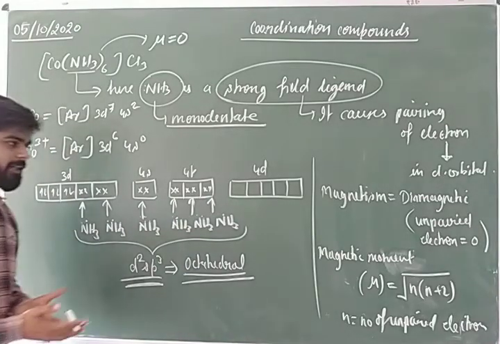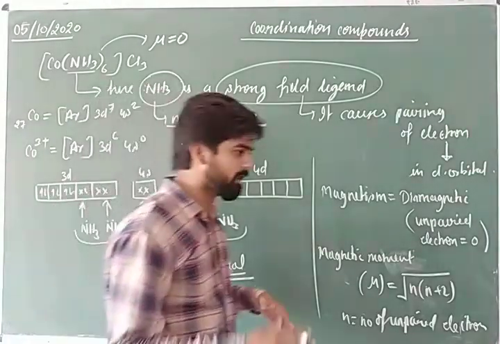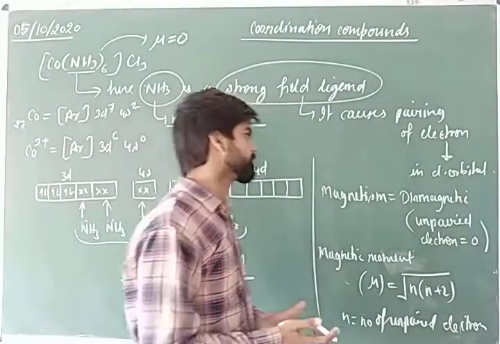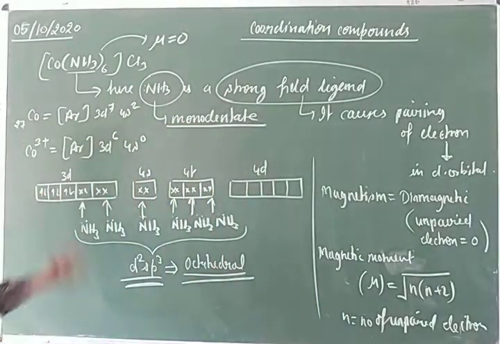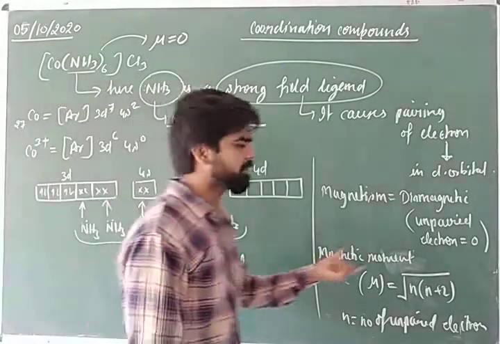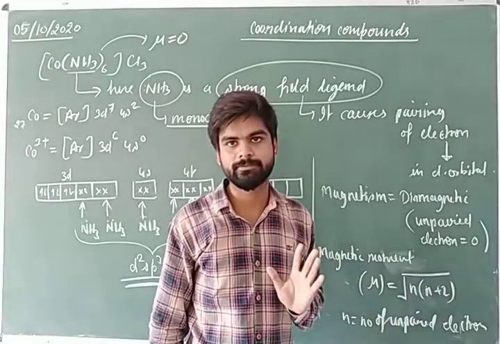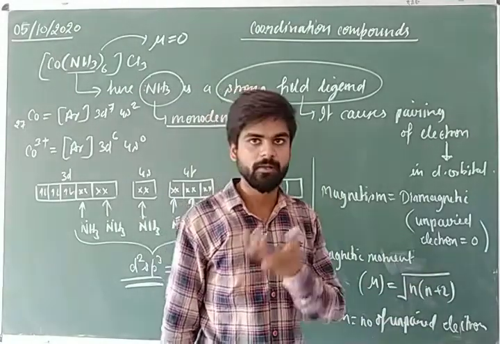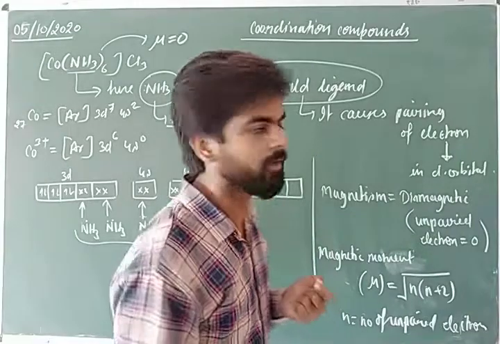In case of diamagnetism, the magnetic moment will be 0 because there is no unpaired electron present.